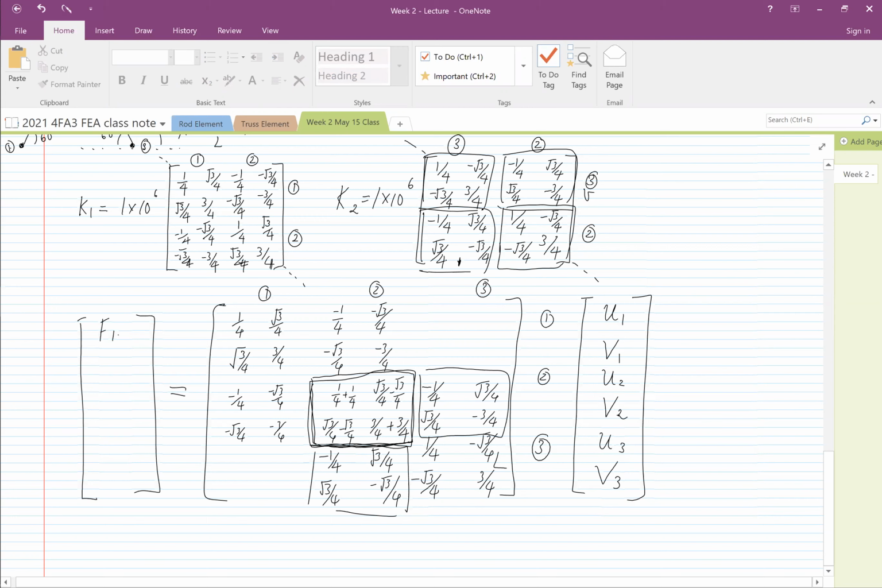Same here, we have F1x, F1y, the force acting on a node in the x and y directions.